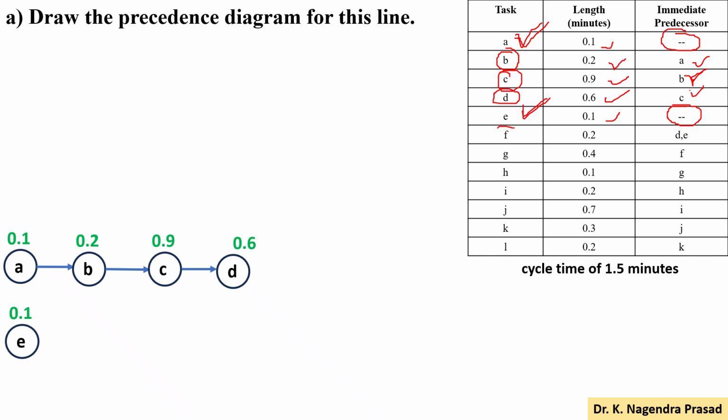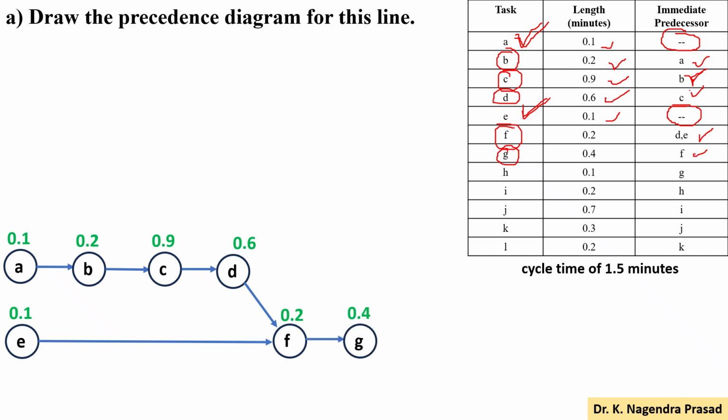Next we have to move to task F. Task F will start after completion of D and E. So after D and E, F will start. So we have to draw task F like this, which means it will start after completion of D and E. Next one is task G. Task G's immediate predecessor is F. So after F, G will start and its time is 0.4 minutes.